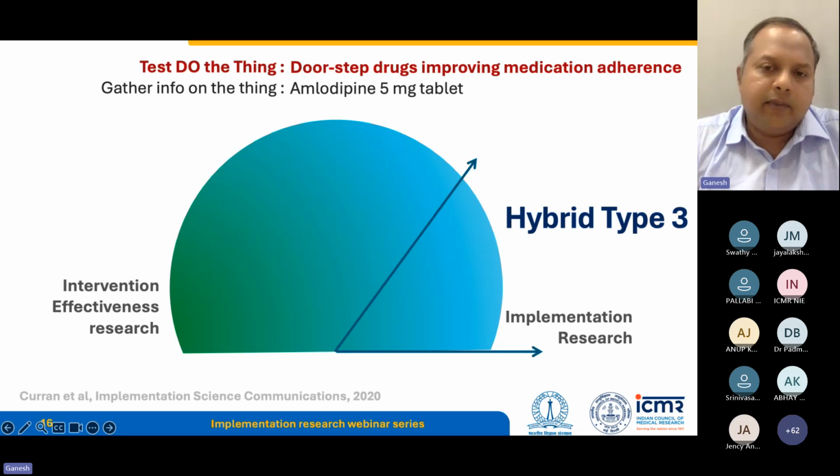Now I'm going to the other extreme, hybrid type 3. Here, what we will be testing is doing the thing. Doing the thing is implementation research. As I said in the previous example, doorstep drug delivery for improving medication adherence. I'm trying to test the strategy. What is the strategy? Doorstep delivery of drugs.